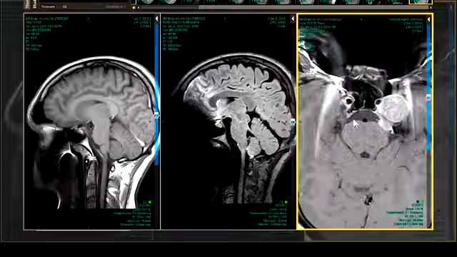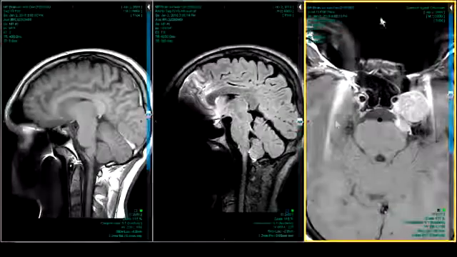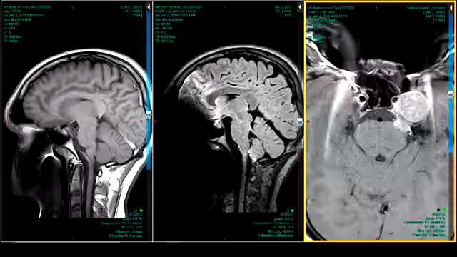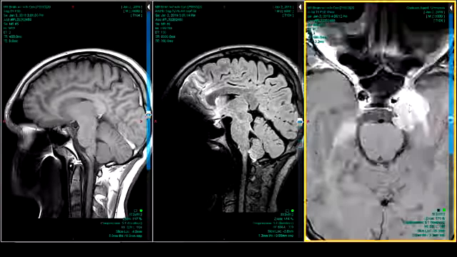Now you can see the nubbin of it right here. Unfortunately, the slices aren't thin enough to show its entrance into Dorello's canal, but I'll just draw over it right there, and now I'll take it away, and I think you can see it. And you can see why the nerve is getting clipped right here by this mass.